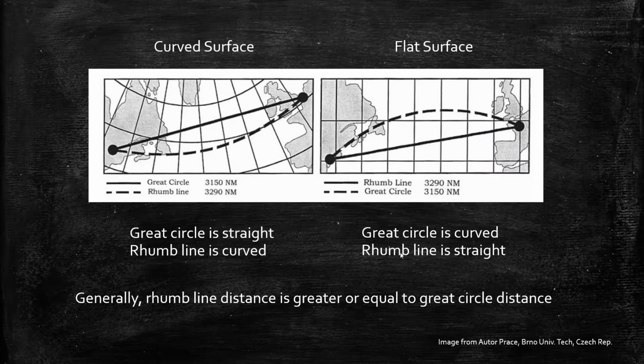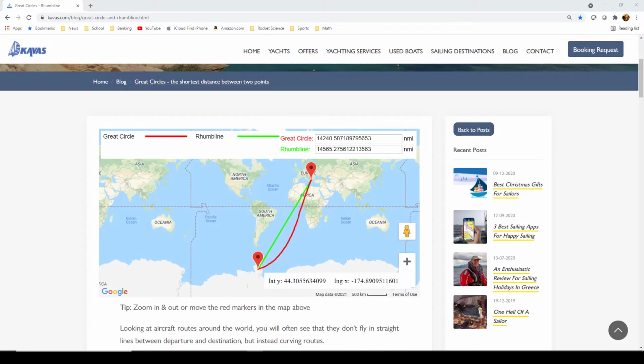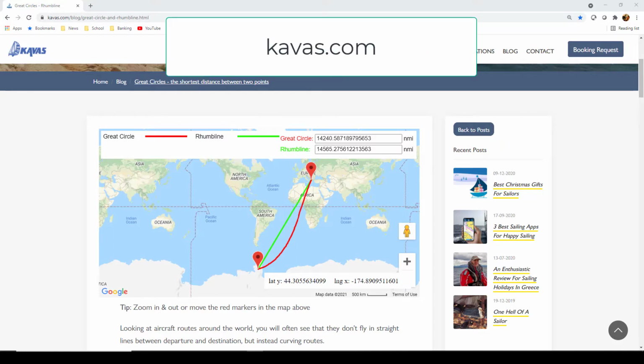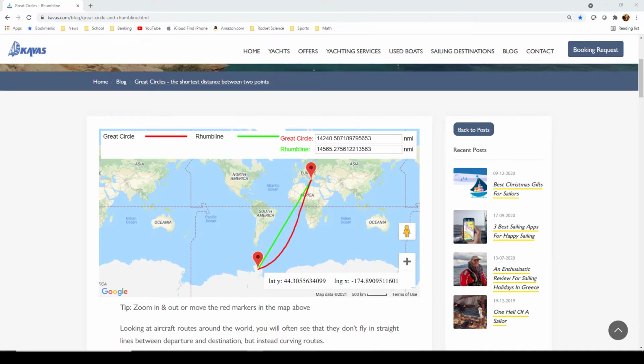On the curved surface of the sphere, the great circle is the straight line path and the shortest distance, and it's the Rhumb line that appears curved. But on the flat surface of a two-dimensional map, the great circle appears curved, and the Rhumb line is the straight line path. Generally, the Rhumb line distance is greater than or equal to the great circle distance. This is a really fun and interesting website, cavas.com, which illustrates both the great circle and Rhumb line paths on the two-dimensional map of the Earth.